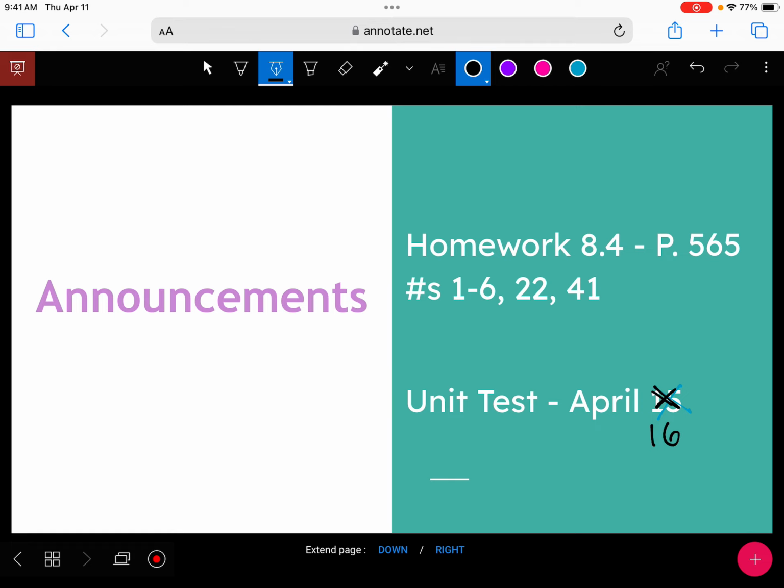So you guys can finish up homework 8-4, get any of them in that we need to, all that jazz. But that leaves us with then just the one test and then one more chapter and then finals. We're getting there, y'all. We're getting there.